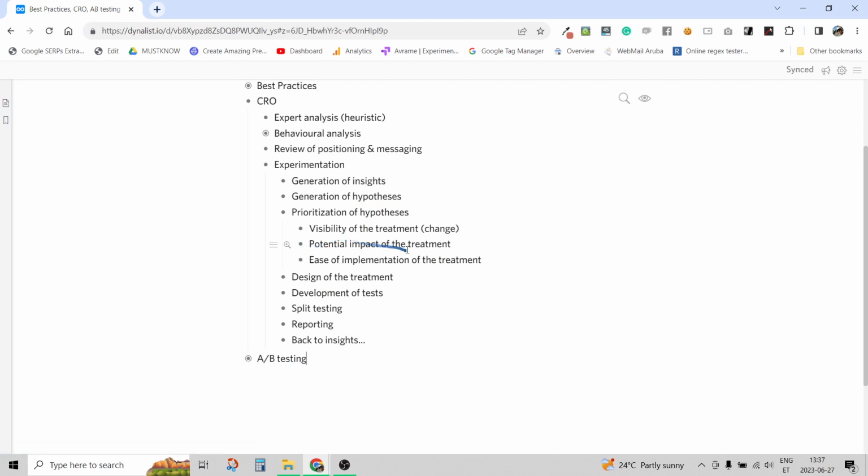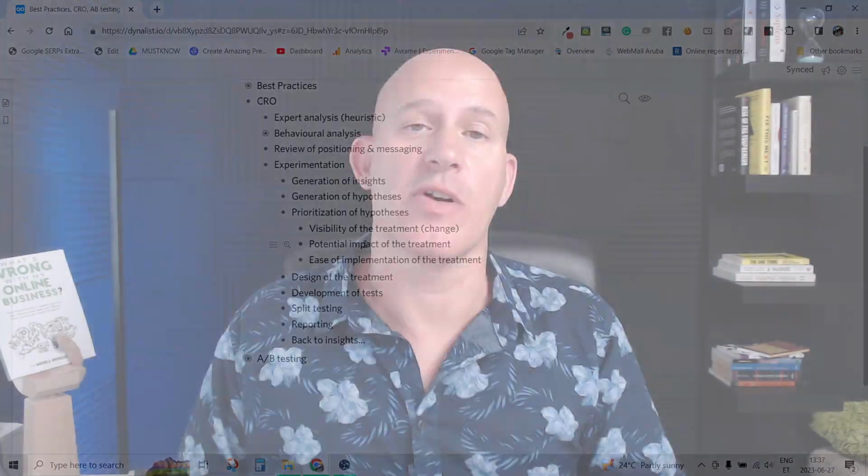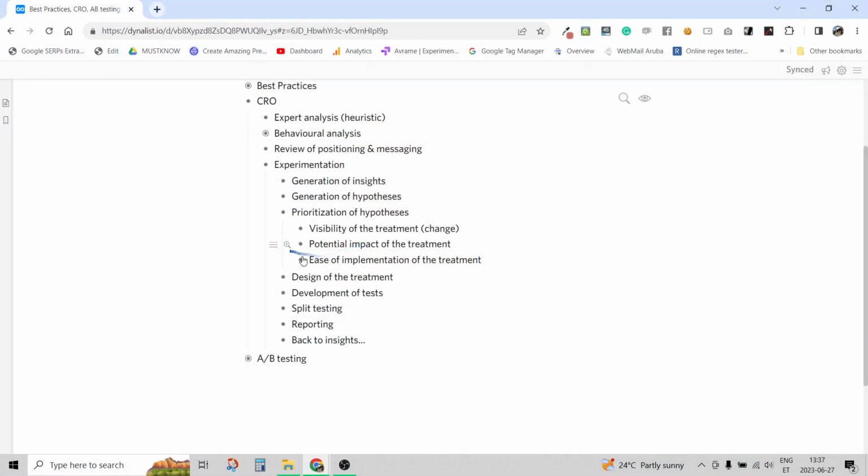And then we want to evaluate the potential impact of the treatment. So how is this going to impact our conversion rate? Do we expect to improve the conversion rate by a lot or just by a tiny bit? And then last, how easy is it to implement this change? Because if it's very, very difficult and takes a lot of time, maybe it's something we want to do later. Okay, so mainly with these three metrics, we can generate a score.